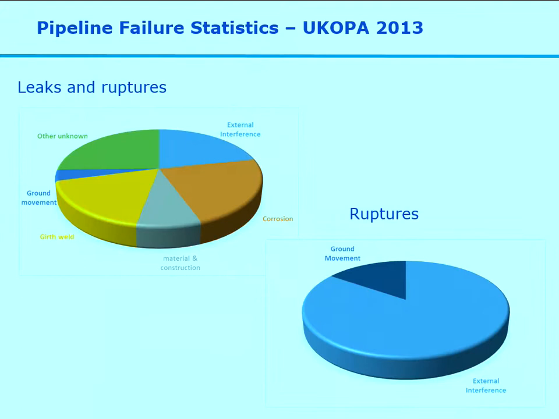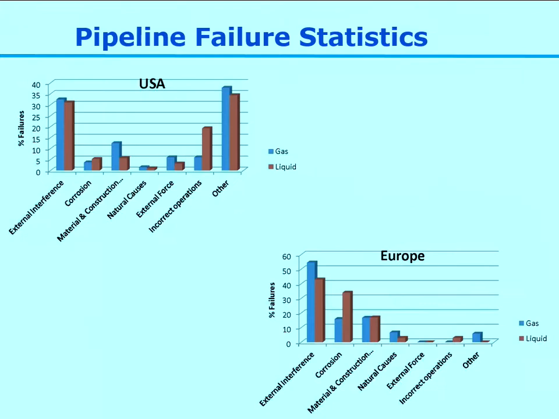Right, in terms of statistics, I've taken these from the UKOPA, which is the UK database. There you can see the breakdown of various failure modes, but very importantly, you can see the breakdown of ruptures. When you are doing any kind of risk assessment, ruptures will be the most significant failure mode. And what you can see there is that the ruptures are caused by external interference or ground movement. Right, I'm not going to spend a lot of time on that one. It's just to show the slight difference in reporting between the USA and Europe.